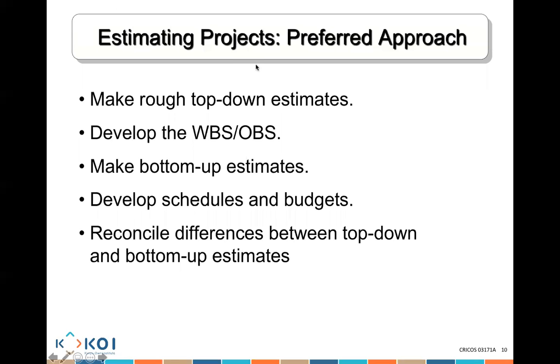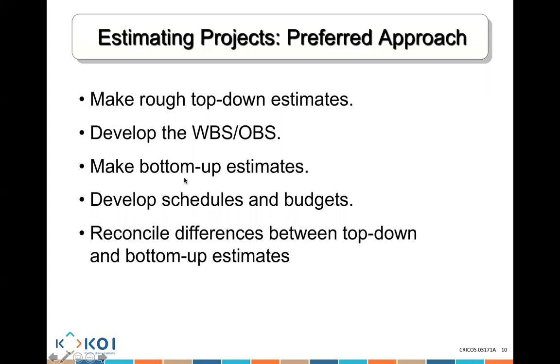So you start with a high level estimate, you create the work breakdown structure, you create an organizational breakdown structure, and from there, you start making the bottom-up estimate. You start estimating each one of these tasks in the work breakdown structure that could be assigned to a specific person. This will help me develop the schedules as well as the budget. So we can work through that. We have the budget per month, per week, whatever needs to be done.